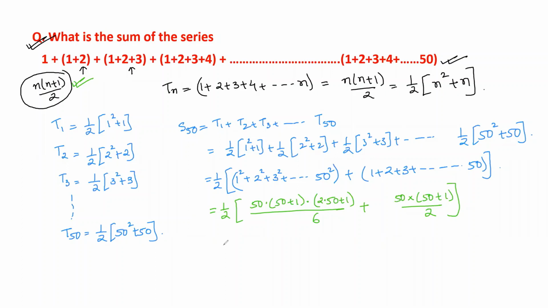Now, if we simplify this, this would be giving us 22100. So that means the sum of the first 50 terms for this series is 22100. So in this way, by finding the nth term, we can find the sum of the series.